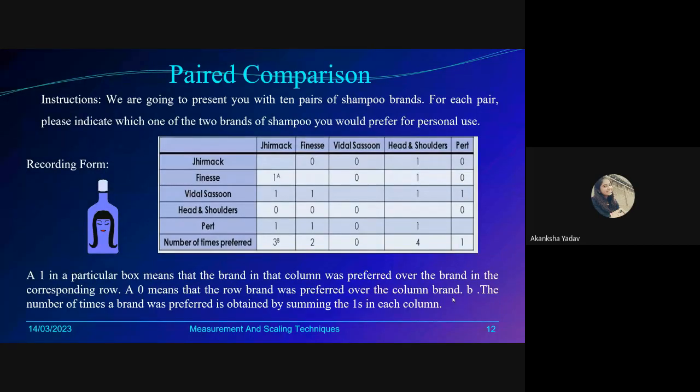Yes, sir. So this is actually called the paired comparison scale. The paired comparison scale you have to use in a matrix form, and generally you are using a binary 0 or 1. 1 means preferred, 0 means not preferred. So if you have anything to ask, you may ask me on paired comparison. I think this matrix is clear. Yes, sir.